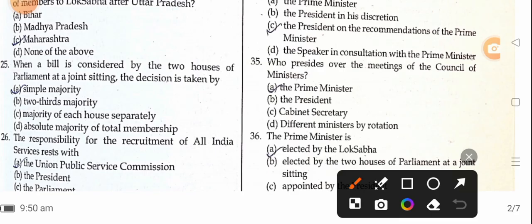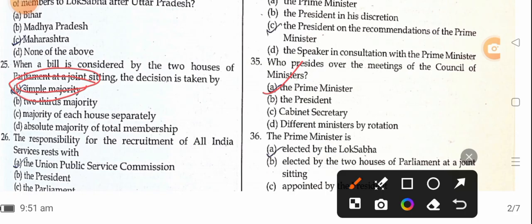Take a look at question number 25. When a bill is considered by the two houses of parliament at a joint sitting, the decision is taken by simple majority. Who presides over the meeting of the Council of Ministers? The Prime Minister. And he is also the head of the Planning Commission.